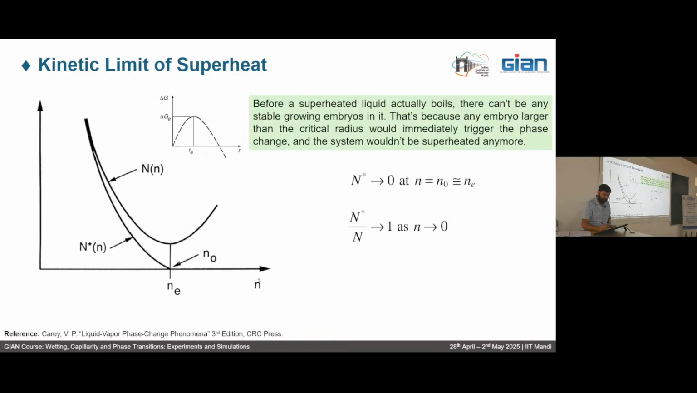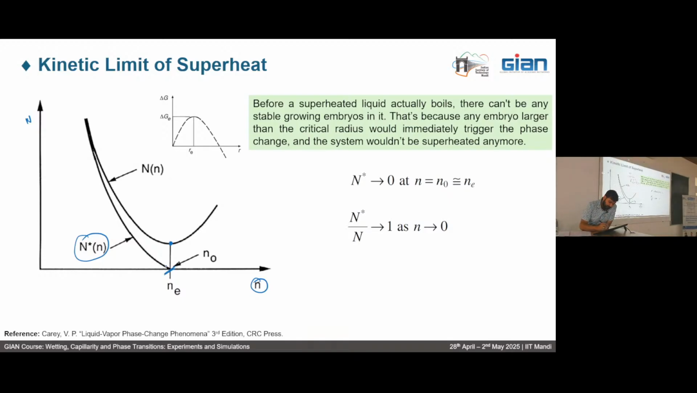So here n is the number of molecules and n represents the number of embryos, and we can say that at non-equilibrium it would be close to 0. Of course, at equilibrium, because it is just the inverse of Gibbs, we will have a certain number of embryos which are having the size of Re, they will be at unstable equilibrium, but still they will be present. But for non-equilibrium state, it will be almost 0, because if it is not 0, then the phase change would occur, and we are talking about the case where we still have a superheated liquid.